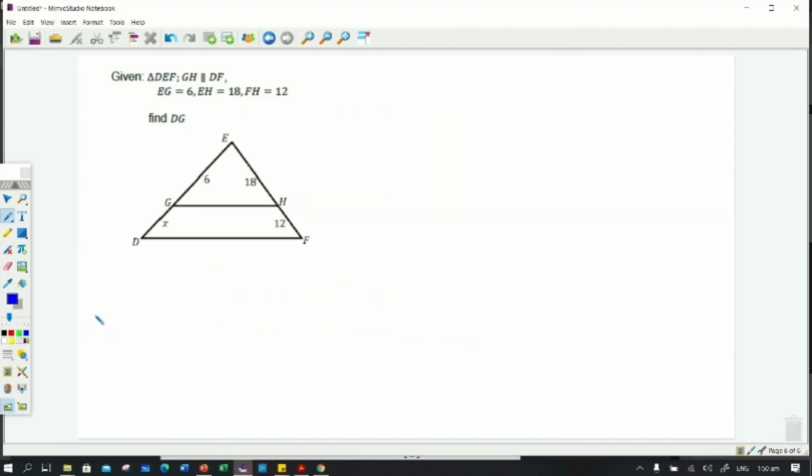Okay, so let's try to answer this problem using the basic proportionality theorem. The given is a triangle DEF wherein segment GH, which is this one, is parallel to segment DF. Also take note that EG measures 6, this one, and EH measures 18, FH is 12. So we're going to solve for DG or segment DG. So we represent it as X.